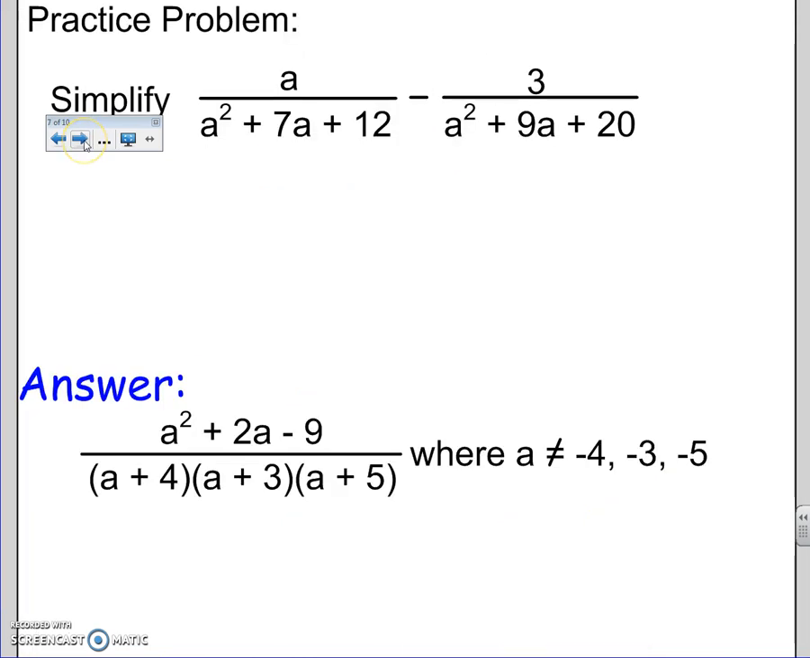Alright, here's your practice problem. Simplify that. That should be the answer. If you can do that, it should be fine for class.